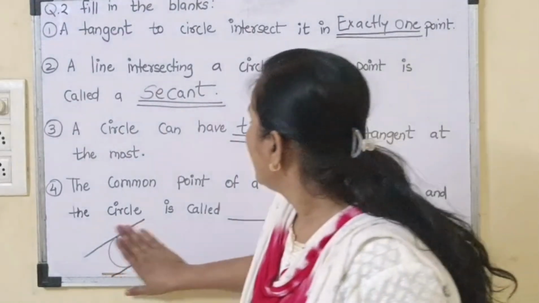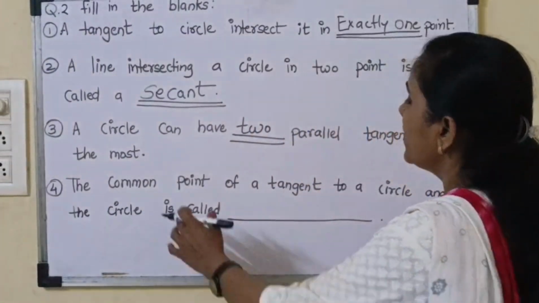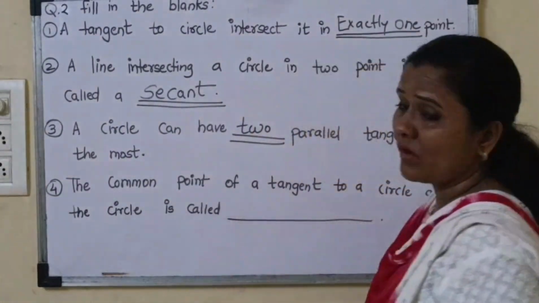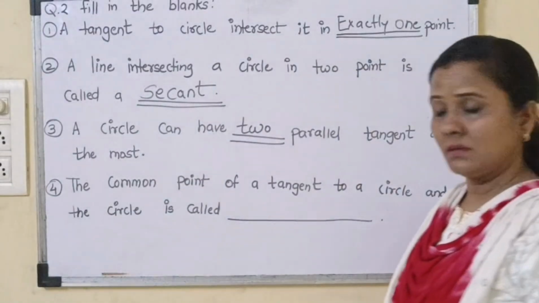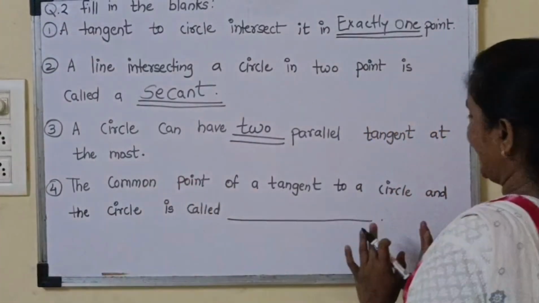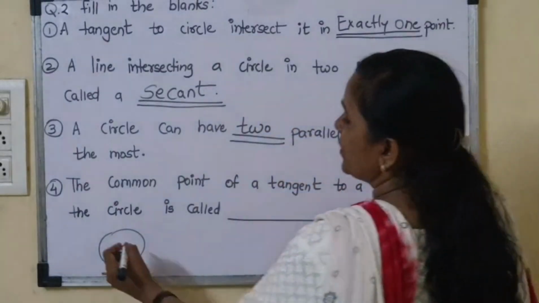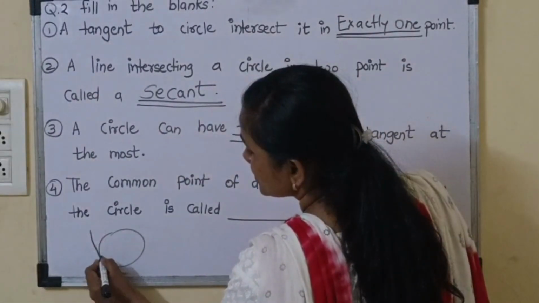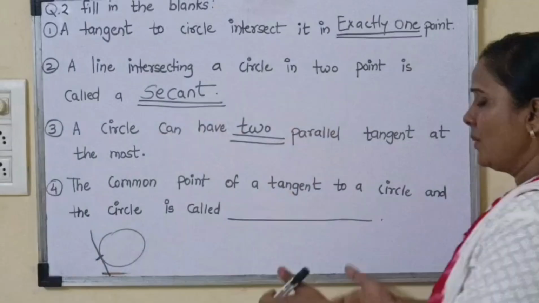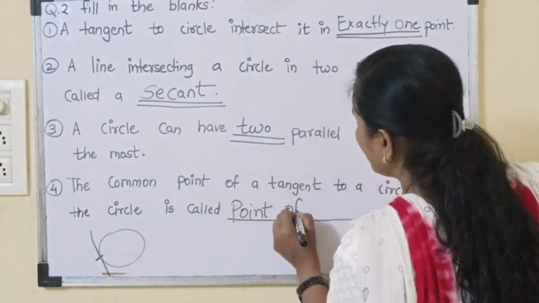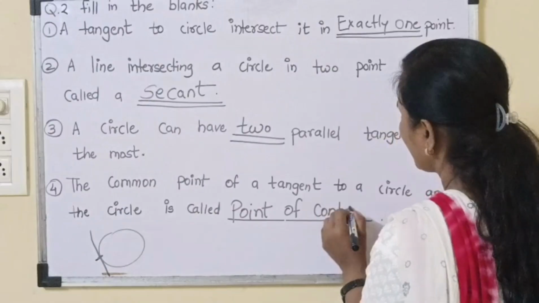After that, last question. The common point of a tangent to a circle and the circle is called what? If the tangent is there, then this point is known as the point of contact. Write down this point of contact.